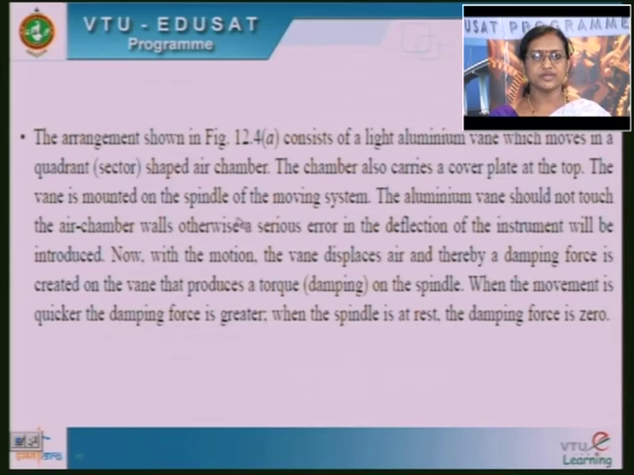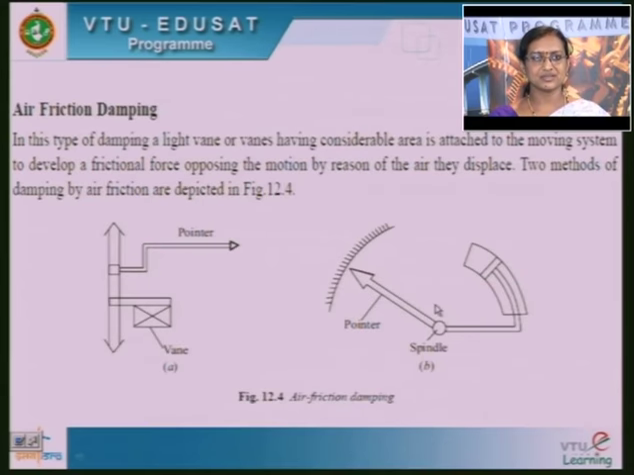The vane is mounted on the spindle of the moving system. The aluminum vane should not touch the air chamber walls, otherwise a serious error in the deflection of the instrument will be introduced. You have to take care of this. Now, with the motion, the vane displaces air and thereby a damping force is created on the vane that produces the damping torque on the spindle. When the movement is quicker, the damping force is greater. When the spindle is at rest, the damping force is 0. This is the principle of working.